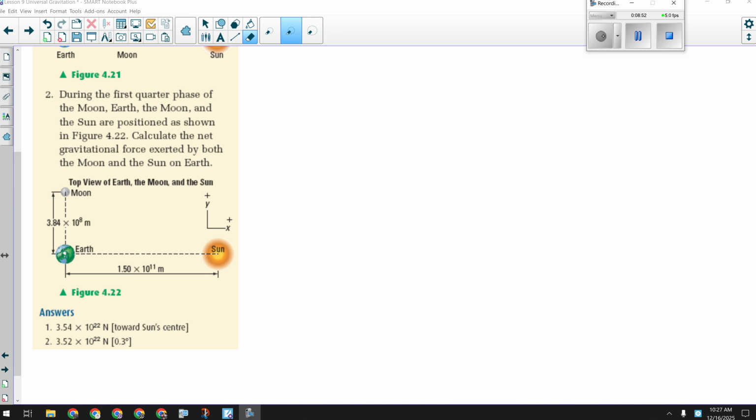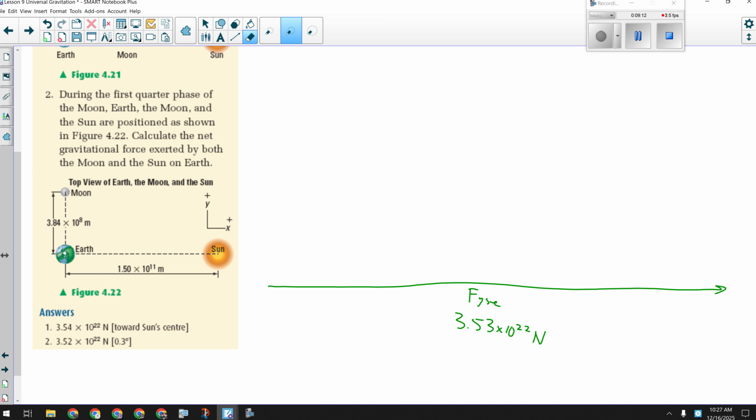So we already know what the values are, and we know that one of them is way, way bigger than the other. This is the force of gravity between the Earth and the sun, FGSE, and we know that it's 3.53 times 10 to the 22 newtons. The moon pulls the Earth that way, in this case up a little bit, but that number is incredibly small. This drawing is probably way bigger than it should be.